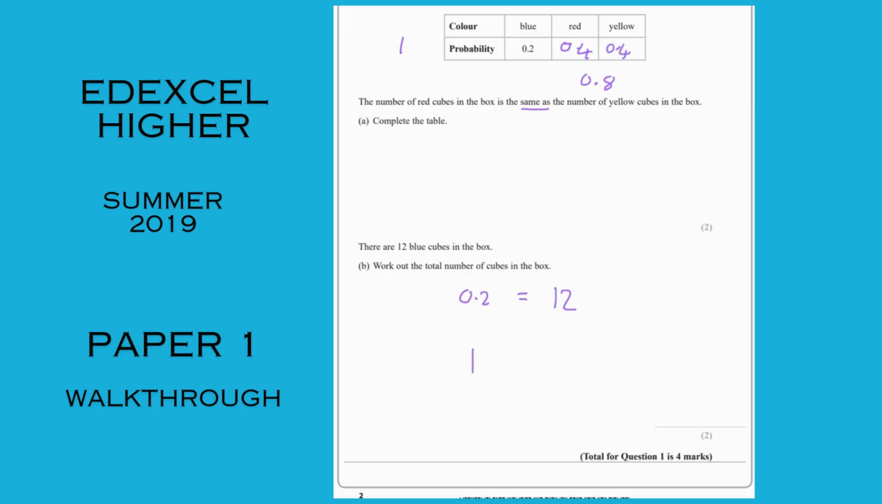Well, we want the probability to be 1. We want all probabilities, and all probabilities add up to 1. Well, that would need 5 times as many. Do the same to your 12 for a nice 4-mark starter.